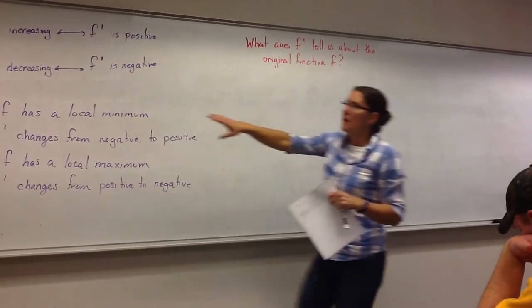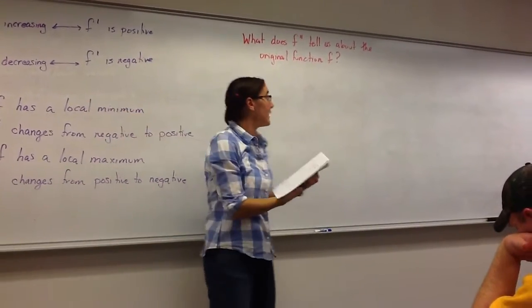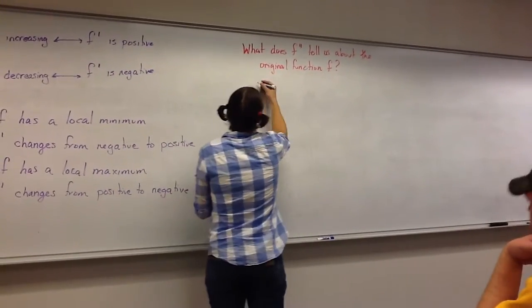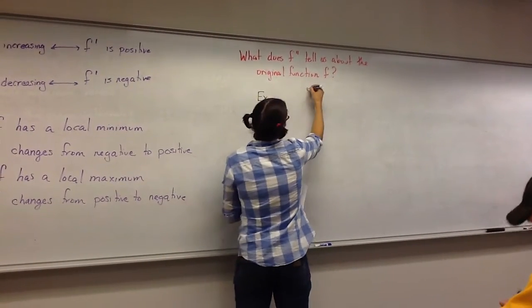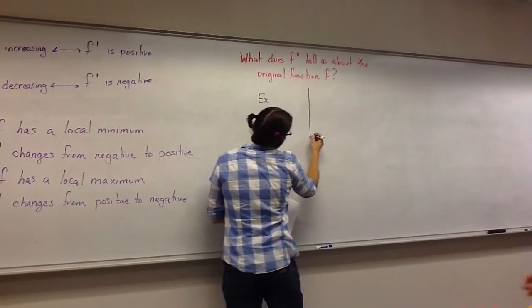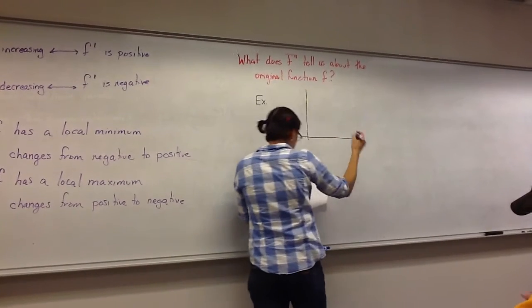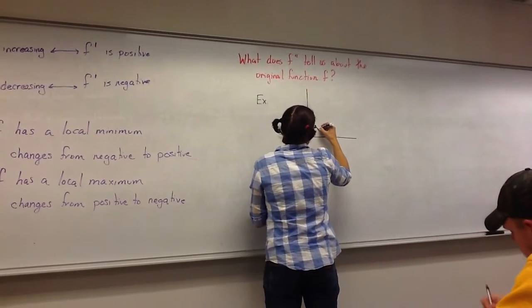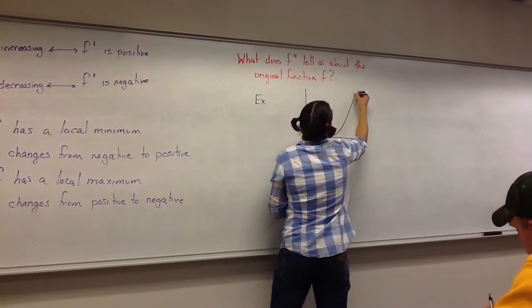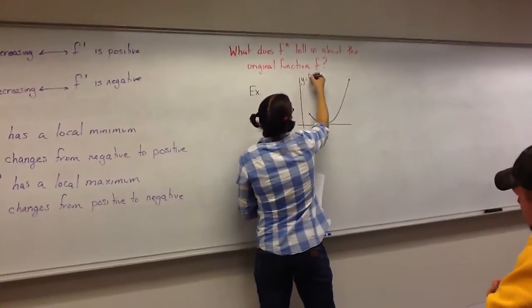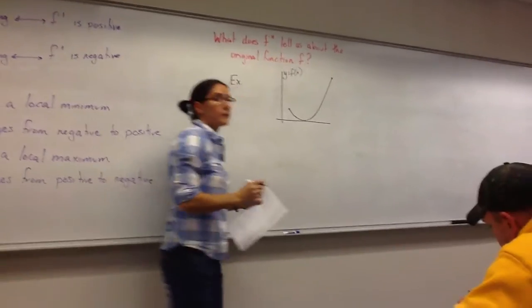Okay, so I'm going to pick a slightly less complicated function to look at for our first example. And so the example that we're going to look at is going to be a function that looks like this. This is y equals f of x.